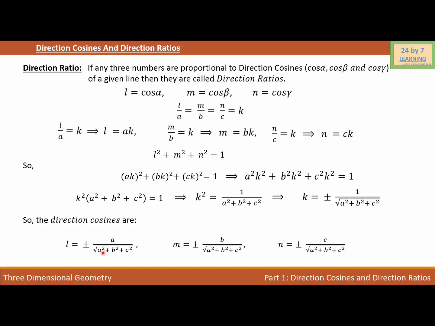So what we have done so far is create a relation between direction ratios and direction cosines to find this relation over here. You are going to use these relations to solve the mathematical problems.